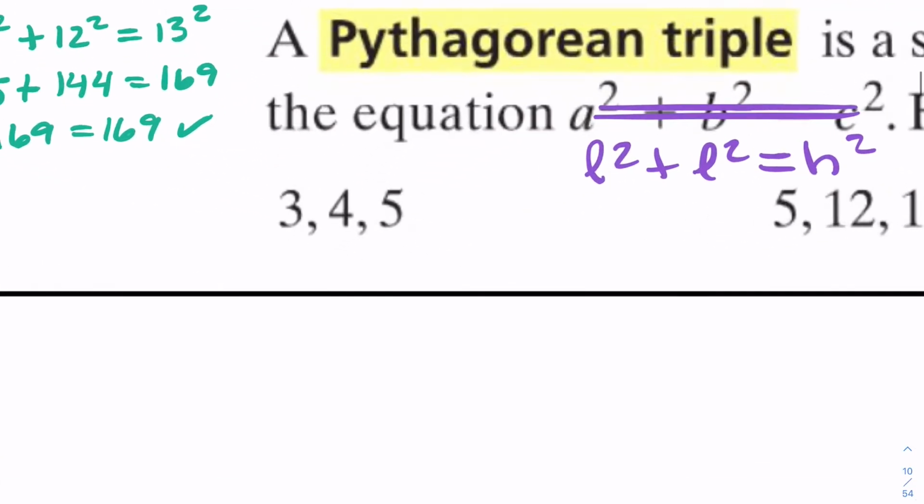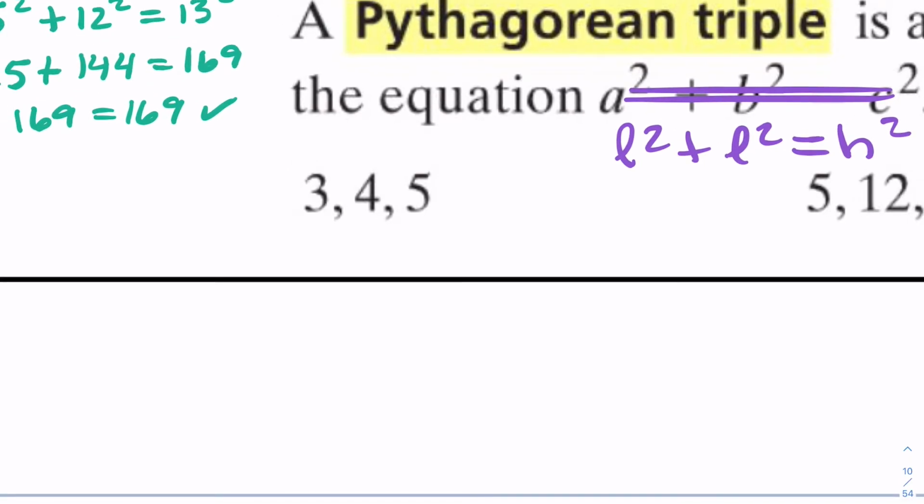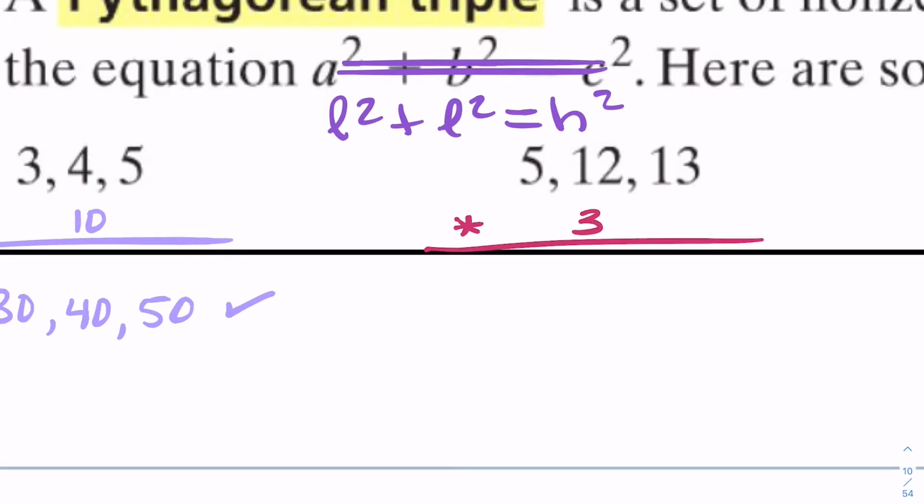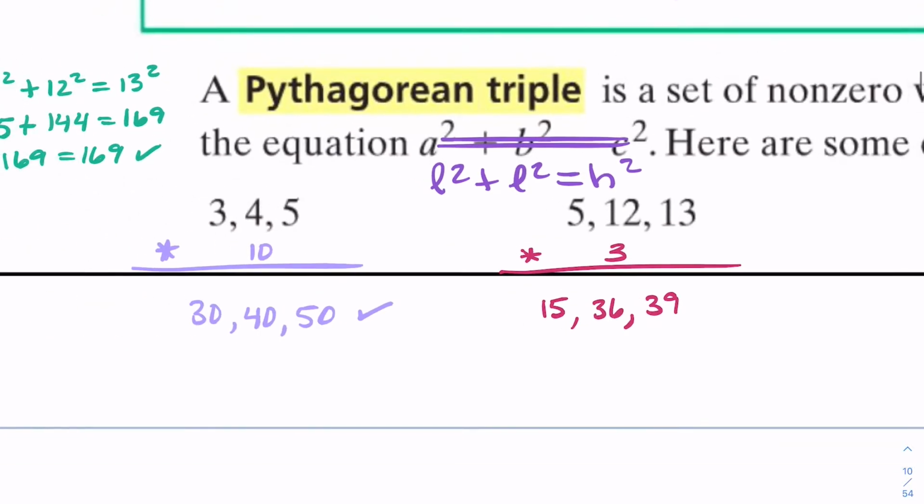Okay, what's cool about these though is you can take it and multiply everything by, let's say, 10, and you'll get 30, 40, and 50, and this still is a Pythagorean triple. You could multiply this one by 3 if you want to. You get 15, 36, and 39, and that also will work. You can magnify them as long as you multiply all three quantities by the same number.